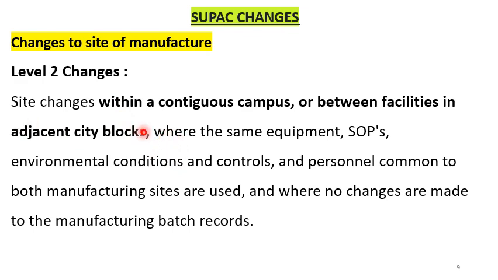Here see the site changes where the same equipment is there, SOPs will be the same, environment and conditions will be the same, personnel common to both manufacturing sites are used, and no changes are made to the manufacturing batch records. But here the change is from building 1 to building 2 in the contiguous campus, or between the facilities in the adjacent city blocks.